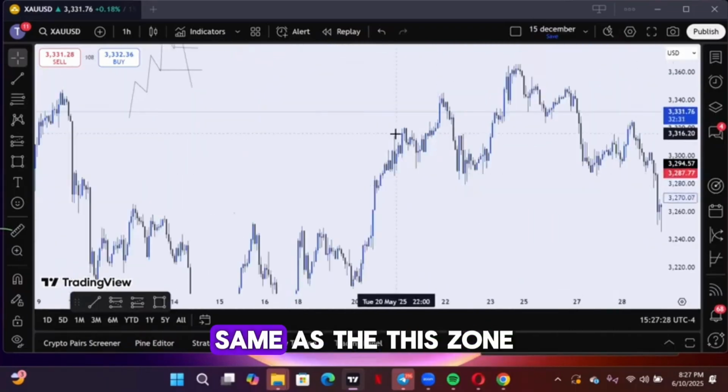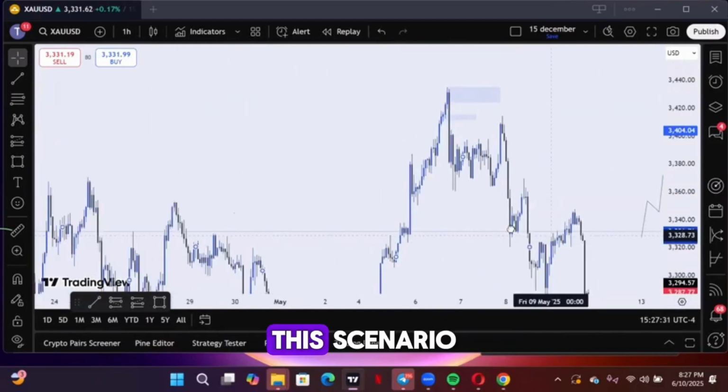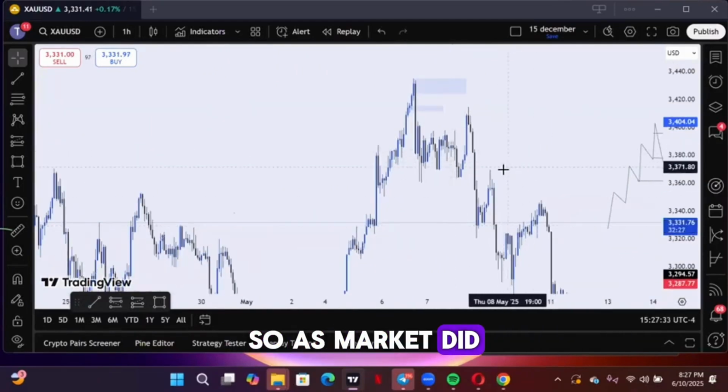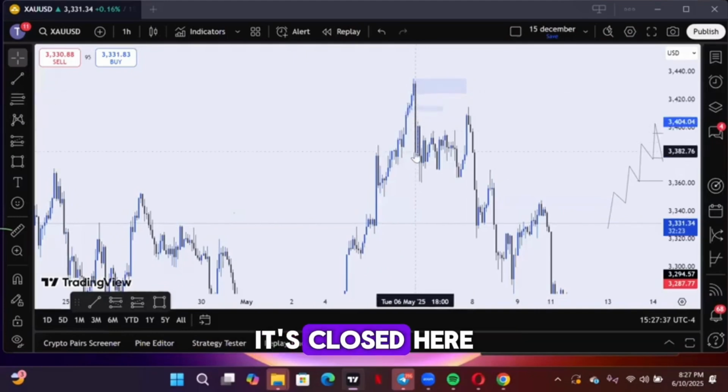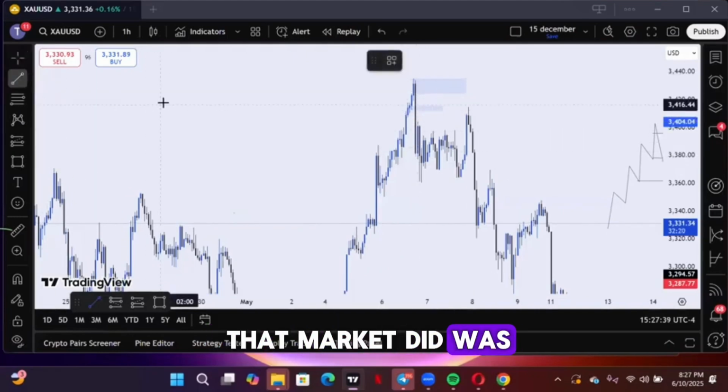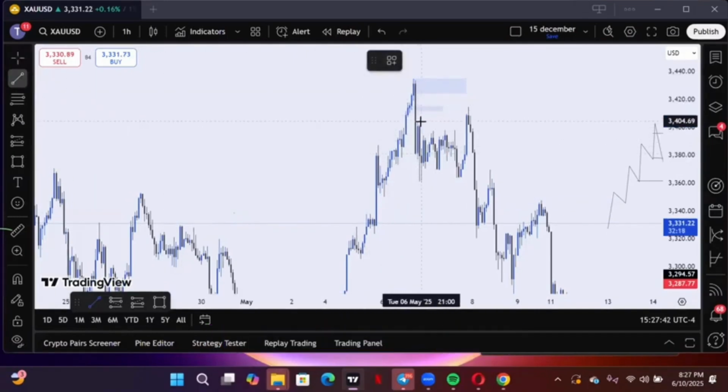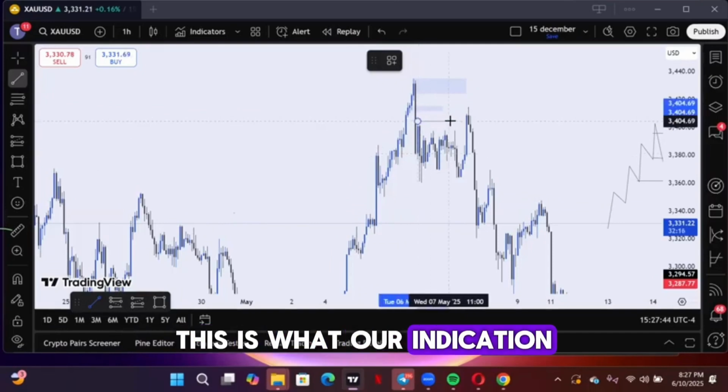Now, same as this zone, this scenario. As market did this market structure shift to the downside here, it closed there, and then the pullback that market did was when it pulled back up here. That is it. This is our inducement.